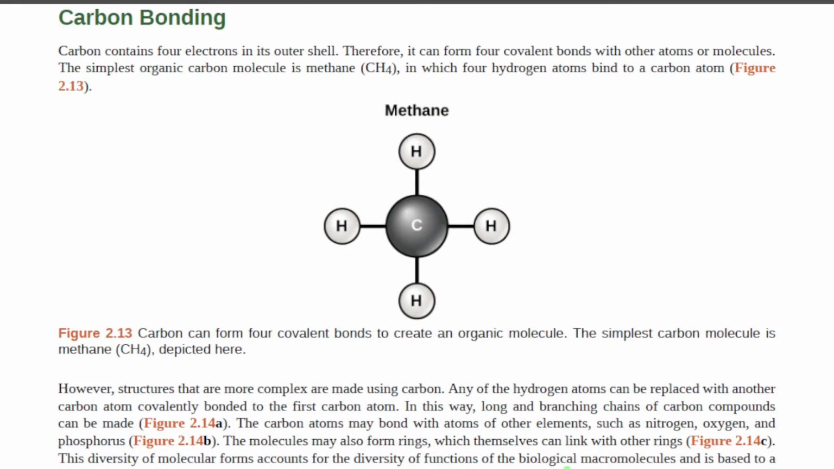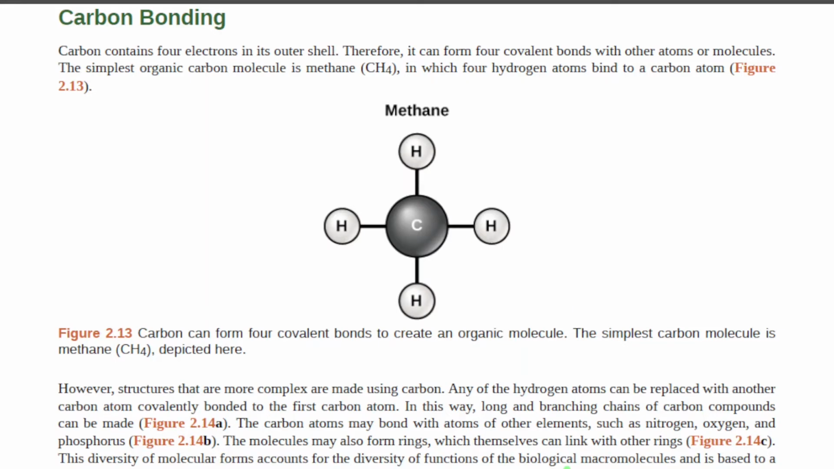Carbon bonding. Carbon contains 4 electrons in its outer shell. Therefore, it can form 4 covalent bonds with other atoms or molecules. The simplest organic carbon molecule is methane, in which 4 hydrogen atoms bond to a carbon atom. Figure 2.13. Carbon can form 4 covalent bonds to create an organic molecule. The simplest carbon molecule is methane, depicted here.